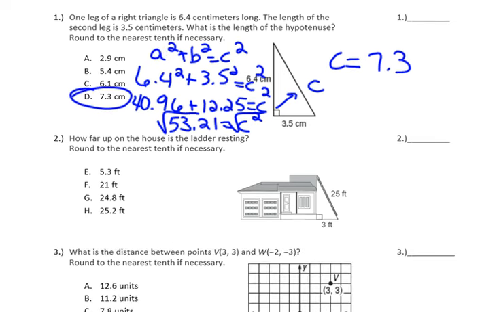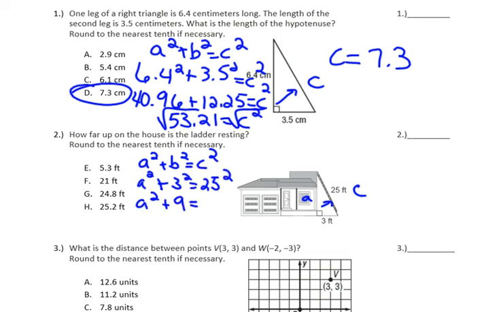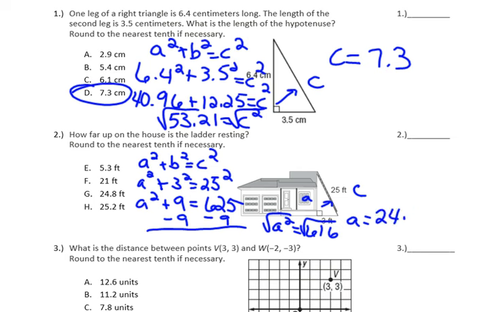All right, similar situation here, but this time the ladder is your c, and we're looking for a or b. I'm going to call it a. So a squared plus b squared equals c squared. a squared plus 3 squared equals 25. But this time, in order to get a squared by itself, I have to cancel the adding 9 by subtracting. So a squared is 616. Take the square root, and you're getting a is about 24.8, which was choice G.